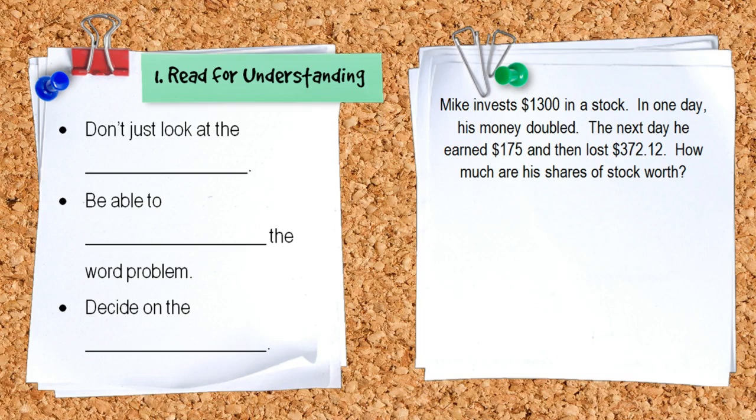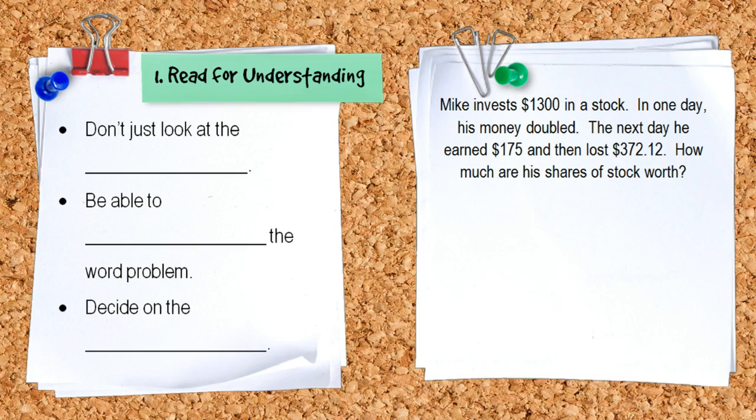When we deal with more complex word problems, it may help to break down these 4 steps a little further. So to the right we have Mike invests $1,300 in a stock. In one day his money doubled. The next day he earned $175 and then lost $372.12. How much are his shares of stock worth?